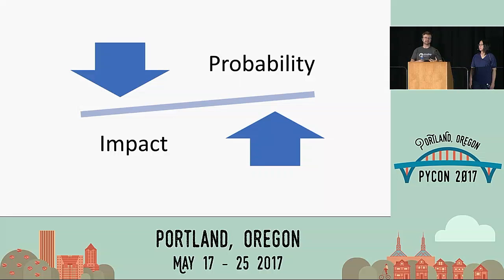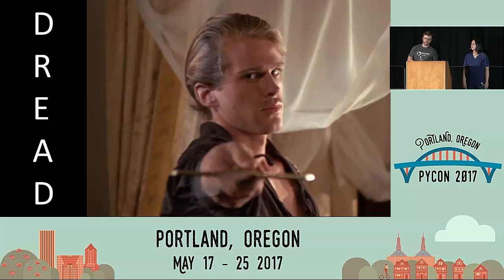So we can always weight this system by doing something like double impact plus probability to put the higher impact things first. But impact versus probability is kind of a maybe overly abstract way of scoring things. People can disagree on how bad something is, how likely it is to happen. So often we use a scoring system called DREAD.